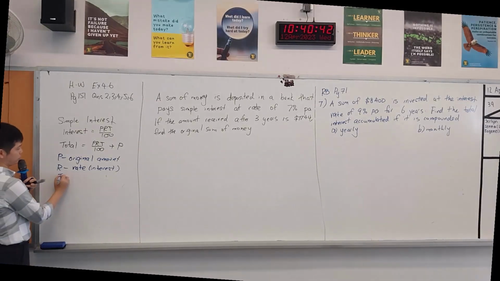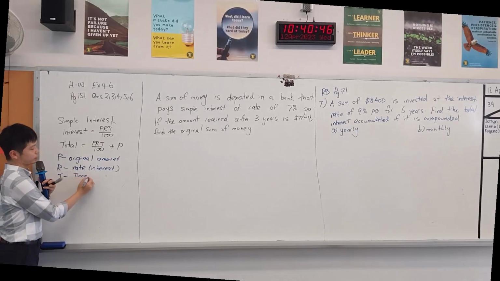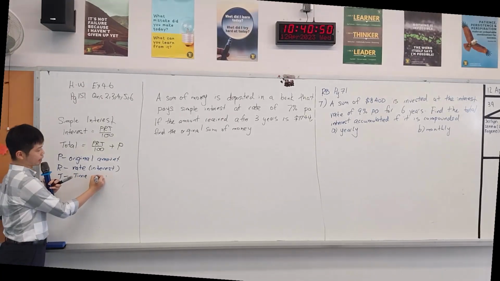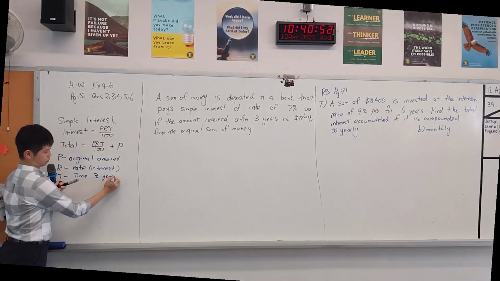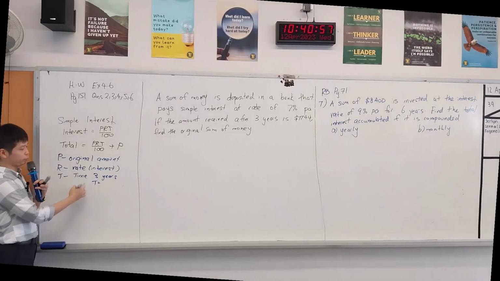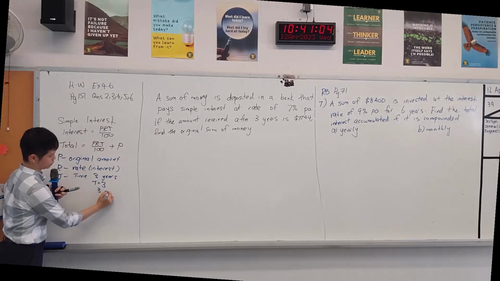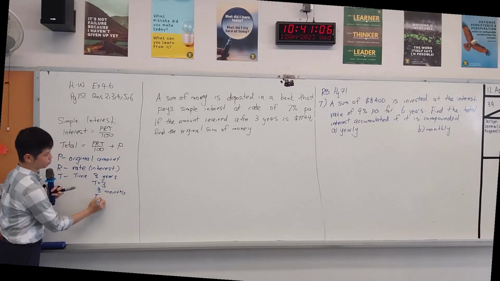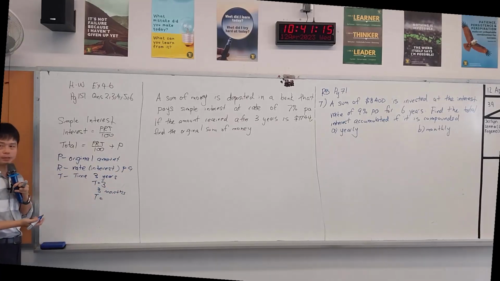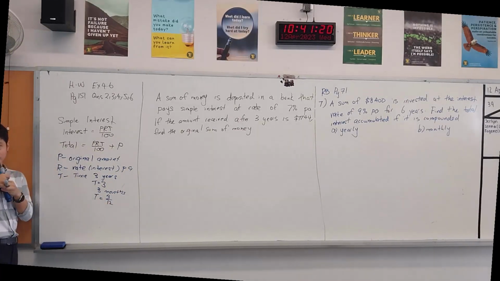Okay, and finally, your T. What is T? It's the time. Does it mean it must always be years? No, right? So let's say I have 3 years. If 3 years, T will be 3, right? What happens if it's 3 months? The interest rate is per annum, so T will be 3 over 12. Again, you need this for your homework later.